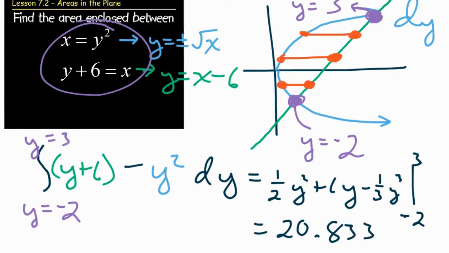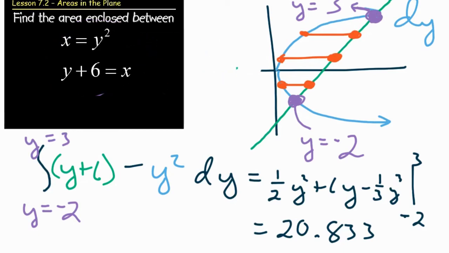I encourage you to do it one of the ways just to make sure that you too can get that answer. So again, as a summary, it was a dy integration, and that was because the equations were solved for x, but it was also because when I graphed these equations, we had a curve to the right and a curve to the left, which did not require us to subdivide.